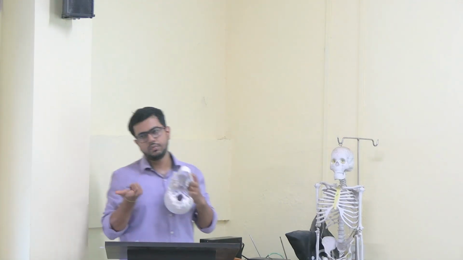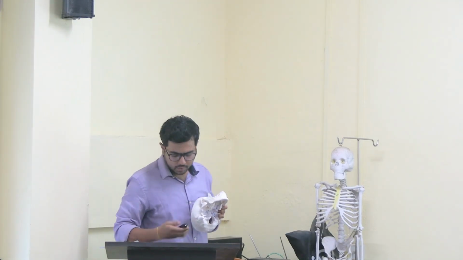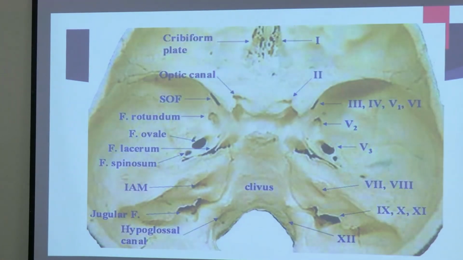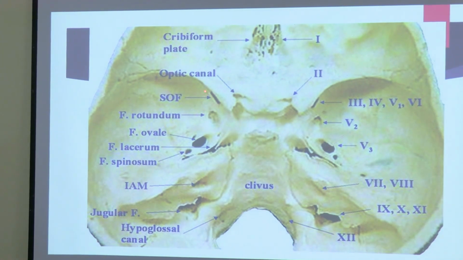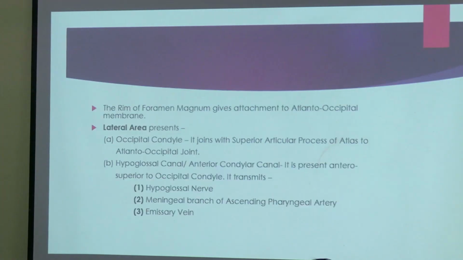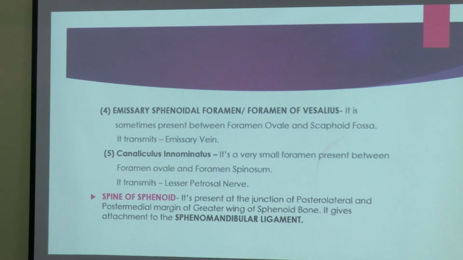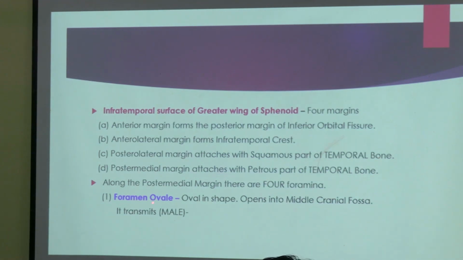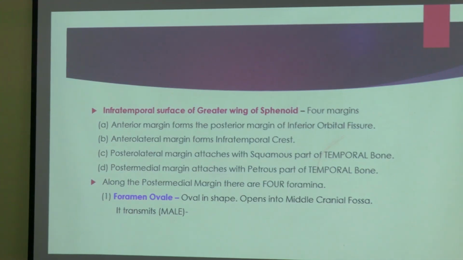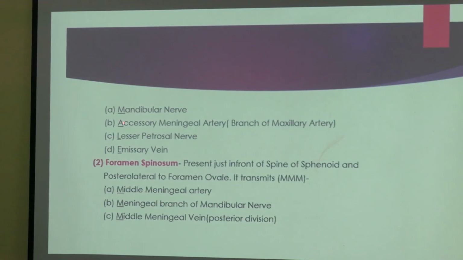The structures passing through this, at the end I will be talking about this slide. It will be easier for you at the last, but for now just write it down. What are the things passing through the Foramen Ovale? These are the MALE structures. This is a mnemonic: MALE structures pass through this Foramen Ovale. What are those structures? MALE.